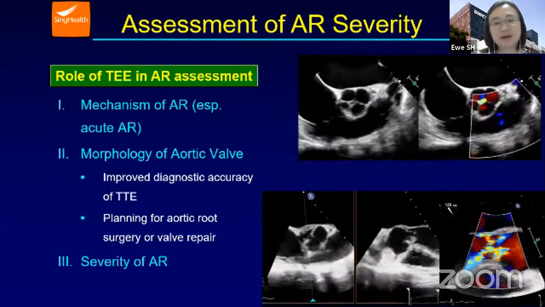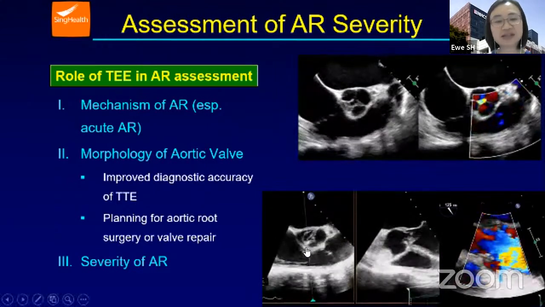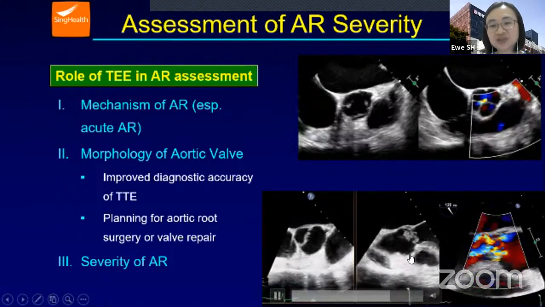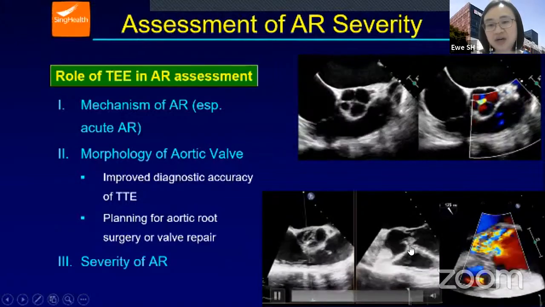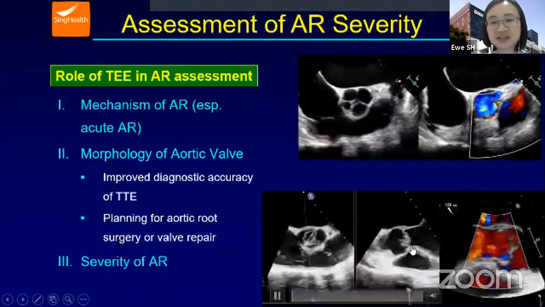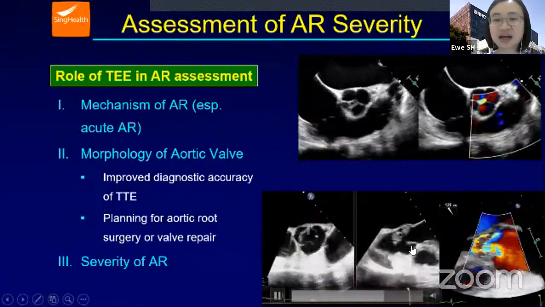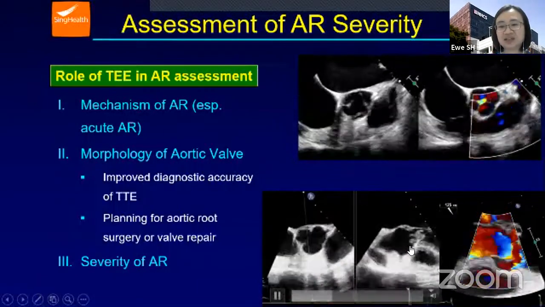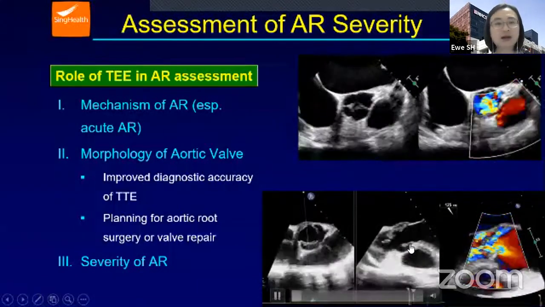The next thing is, planning for any surgery such as valve repair makes it important to look at the anatomy of the aortic valve. For example, in this case, this is infective endocarditis with masses that has destroyed the non-coronary cusp. In this case, you can see perforations.